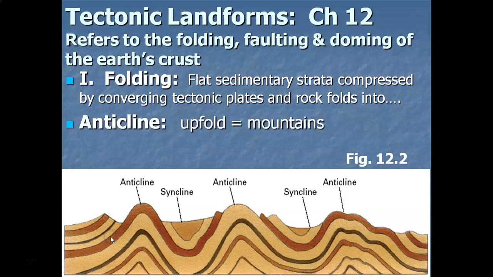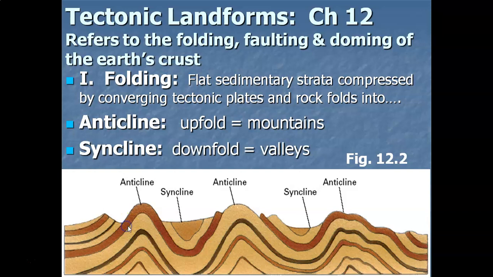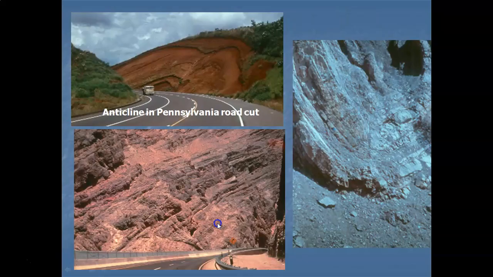Now what you wind up with are anticlines. That's the term in geology you need to know, and that represents an upfold of sedimentary strata. Now that's going to wind up creating a mountain range, an anticline. And then the opposite, a downfold, is the syncline, and that downfold, syncline, is going to make a valley.